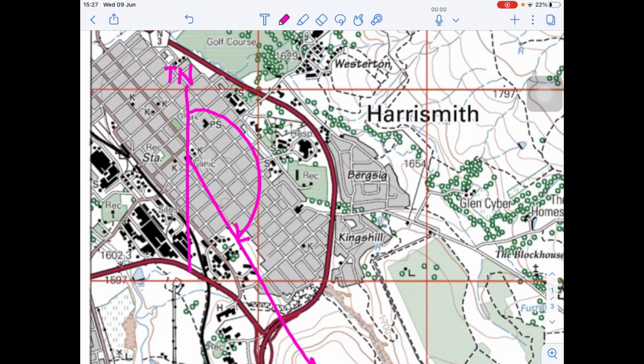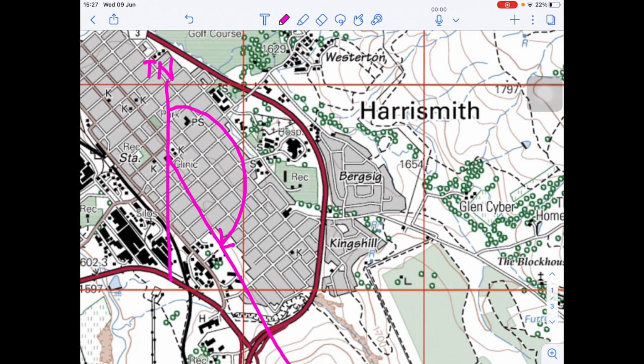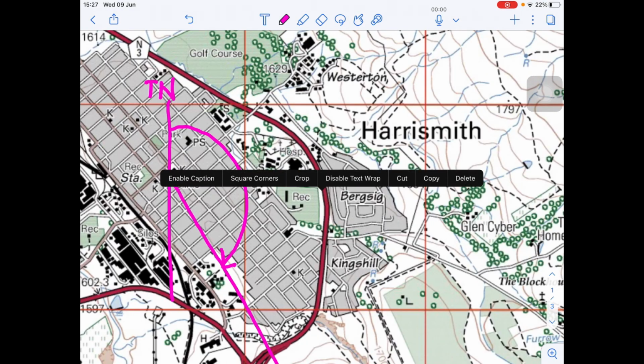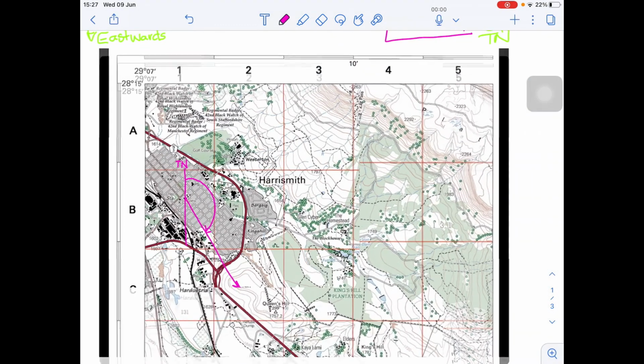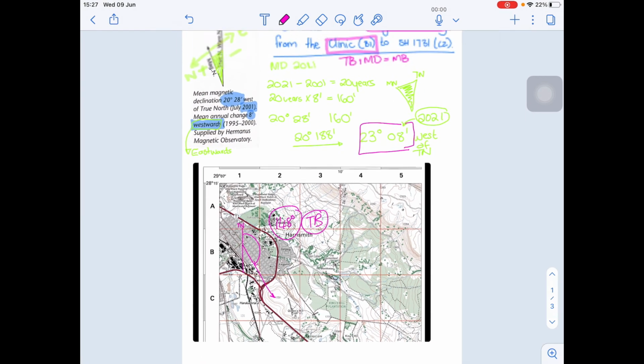And when you measure that angle, I've done it on screen, so you might be a little bit more accurate, but I got about 148 degrees. I want to draw 148 degrees from true north to the spot height. So that is then my true bearing for my formula.